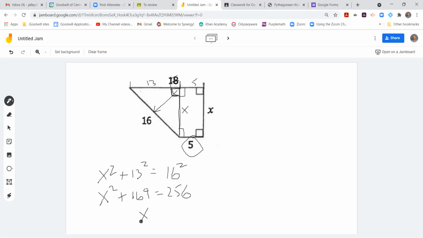Once I take the 169 away from both sides, I got x squared equals 87. Is that a perfect square? Nope. The next nearest ones, 9 squared is 81, 10 squared is 100. What I usually encourage people to do is at least learn them up to 12. If you can learn those squares up to 12, that will help you a lot with all kinds of different estimating.